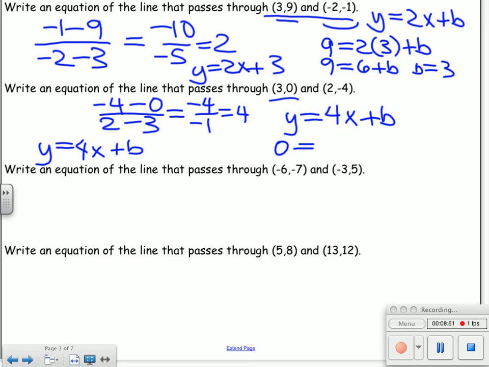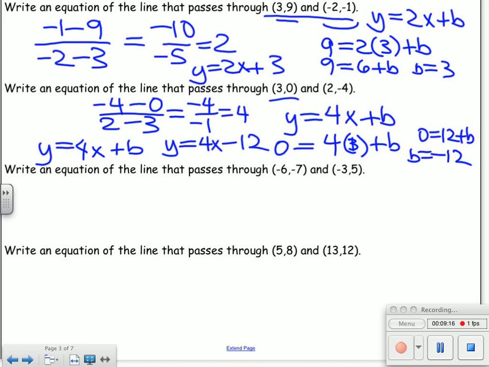So 4x plus b. Now we substitute in 0, because this is the x-intercept, not the y-intercept. That's going to be 3 plus b. So now we've got 4 times 3, that's 12. So 0 is equal to 12 plus b. So b is going to be equal to negative 12. And so our equation is going to be y is equal to 4x minus 12.